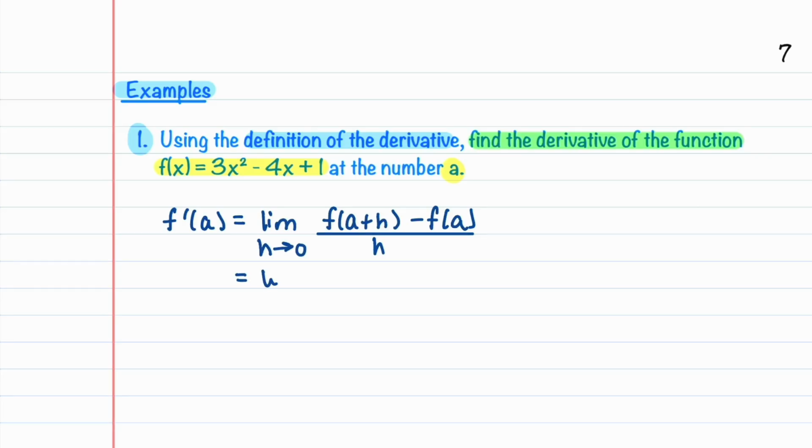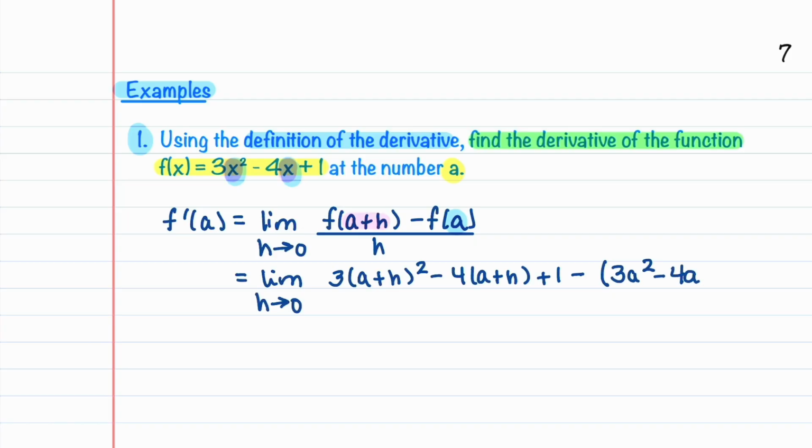Now we're going to substitute in. Wherever we have an x, we're going to plug in a plus h. This is 3 times a plus h squared minus 4 times a plus h plus 1, minus our function f of a. Wherever we have an x, we're going to plug in a. So this is 3a squared minus 4a plus 1. And we divide all of this by h.